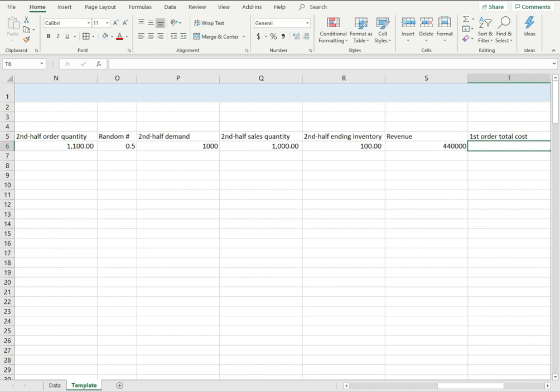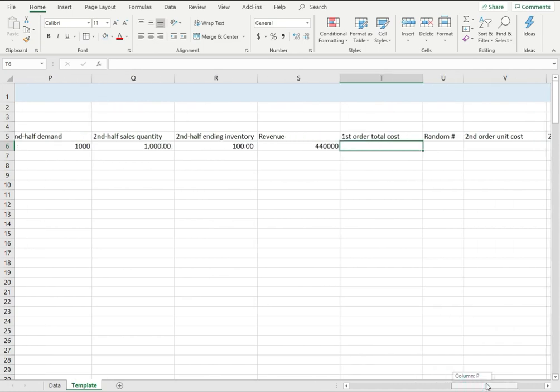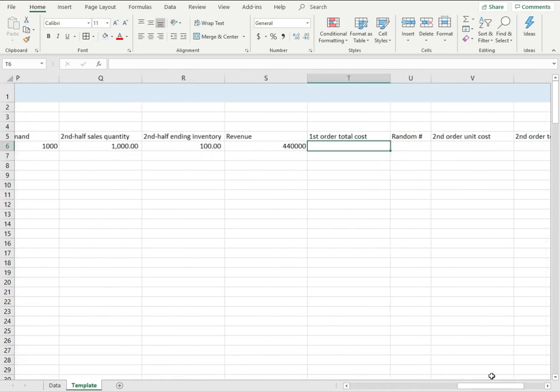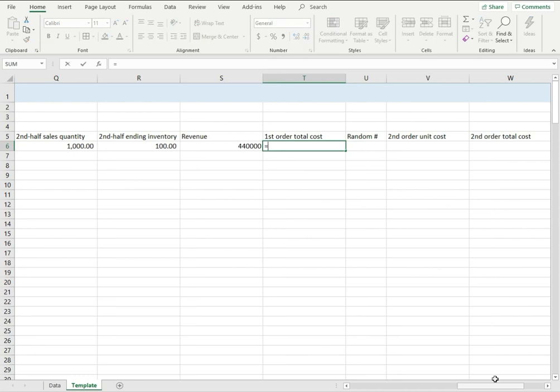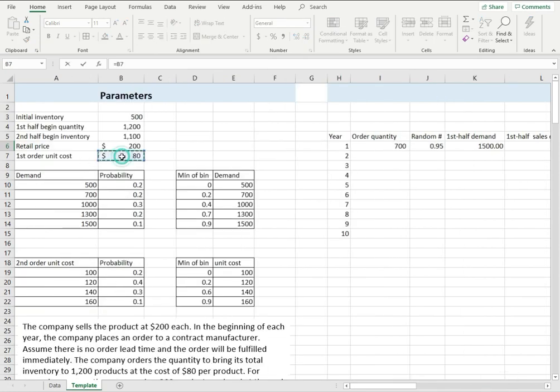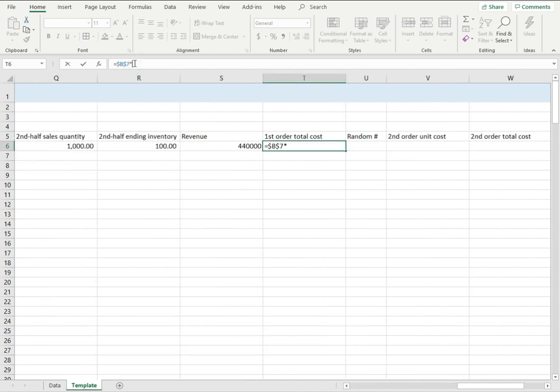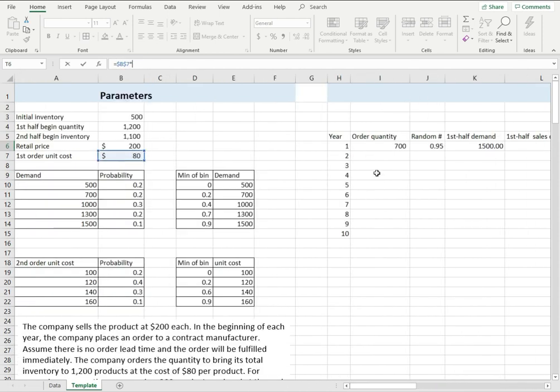First order total cost. All right, first order total cost. First order unit cost is 80. Order quantity is here. So the total ordering cost is simply unit cost, fix a reference, times the order quantity here.